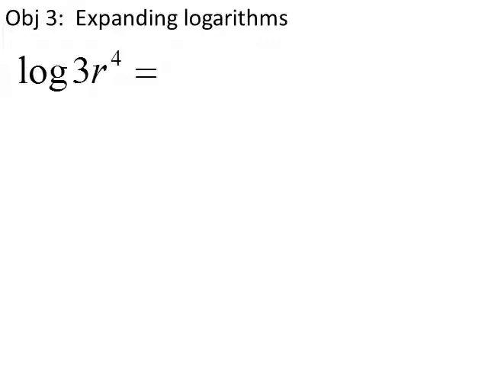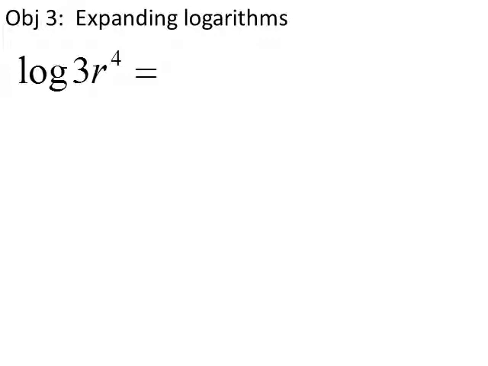In order to condense them, I used the power property first, so when I'm working backwards, that means I have to use the power property last. That's exactly what I'm going to do. The power property comes last. So I look for the product property, and I look for the quotient property. Now this one doesn't have any division, so I won't be using the quotient property, but it does have multiplication.